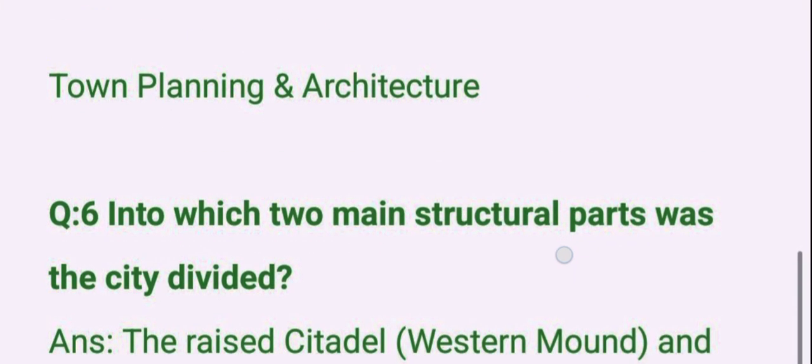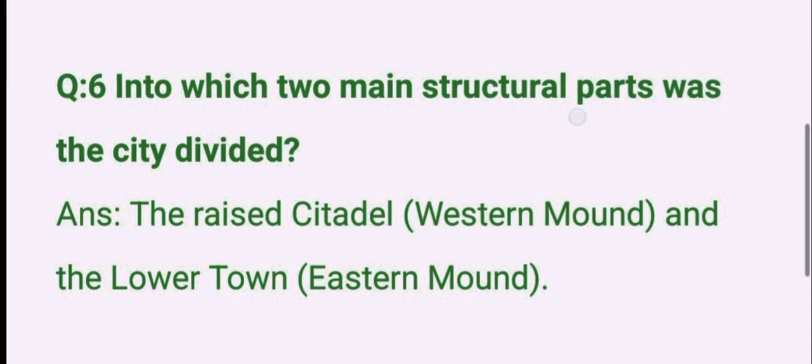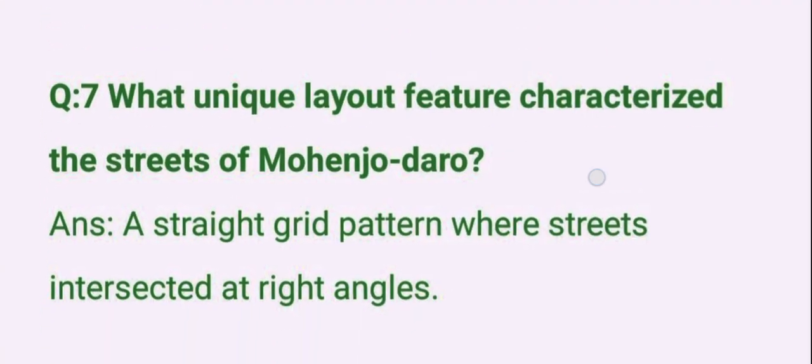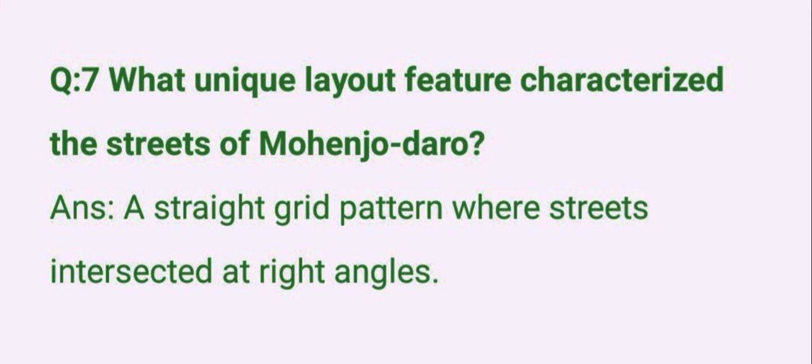If we talk about town planning and architecture, into which two main structural parts was the city divided? The Raised Citadel, Western Mount, and the Lower City, Eastern Mount. What unique layout feature characterized the streets of Mohenjo-daro? A straight grid pattern where streets intersected at right angles.